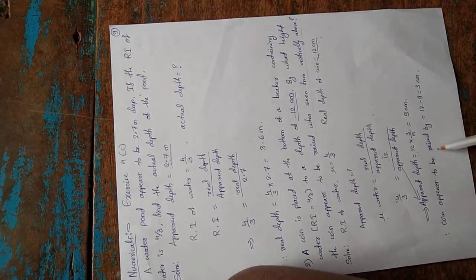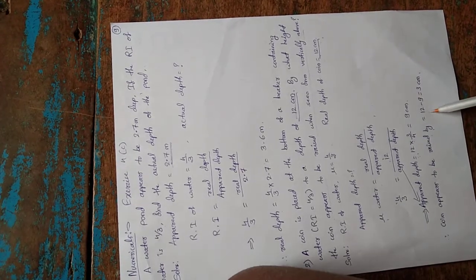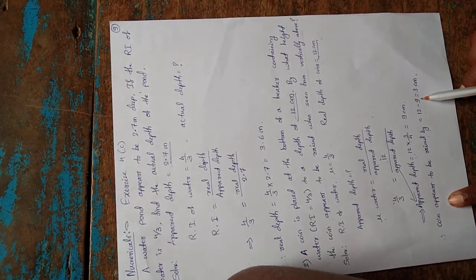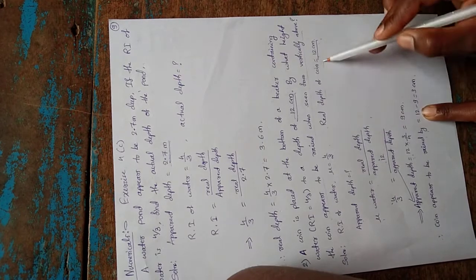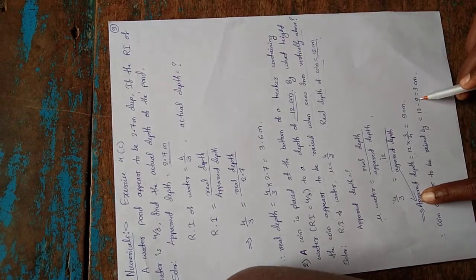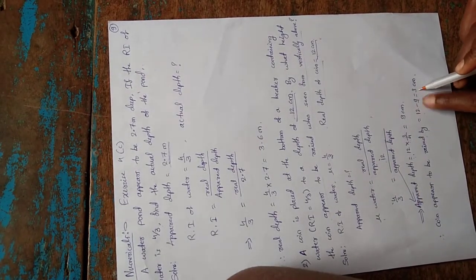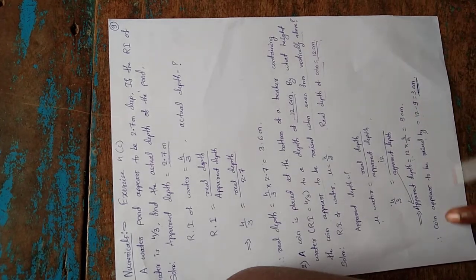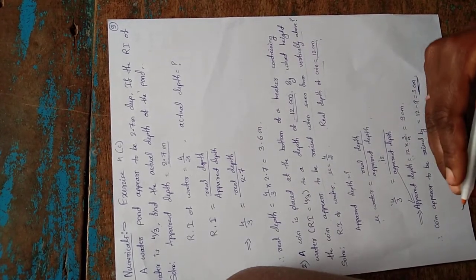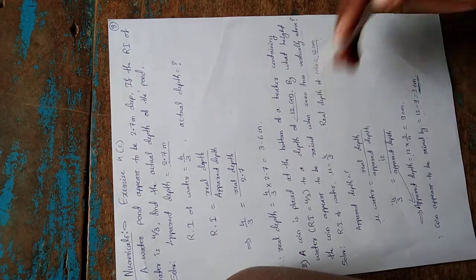Therefore, the coin appears to be raised by 12 minus 9. 12 is the real depth, minus the apparent depth, which is 9. So 12 minus 9 is 3. 3 centimeter is how much the coin appears to be raised.